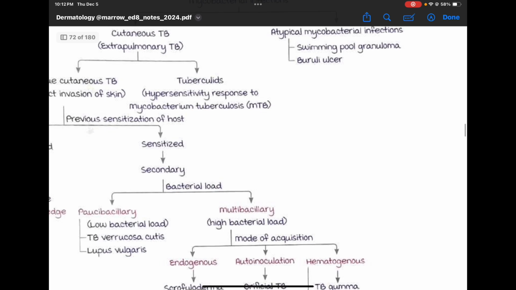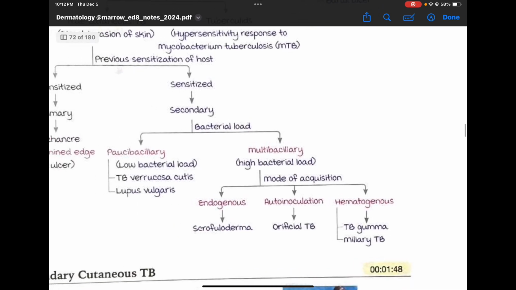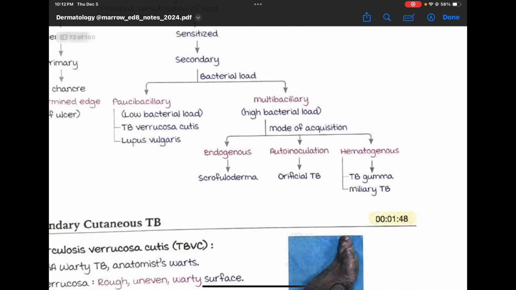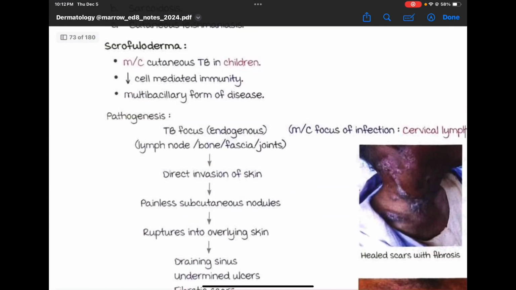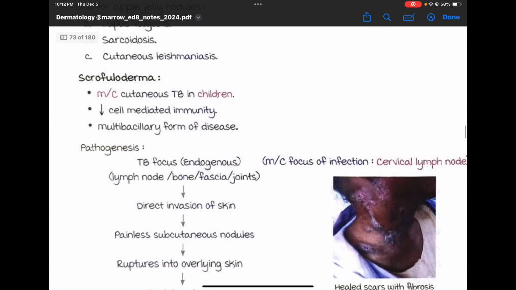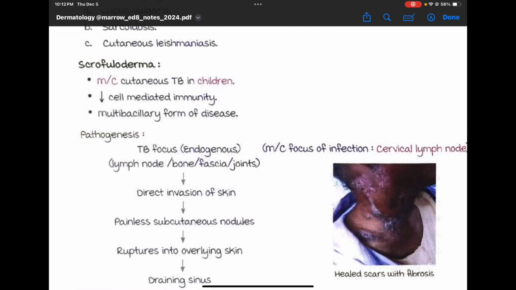Again, we'll go to our table. So here, TB infection of the skin in a previously sensitized patient is called secondary skin TB, depending on bacterial load. Low bacterial load causes TB verrucosa cutis or lupus vulgaris, which is most common. Or if there is high bacterial load, then depending on the mode of acquisition, if it's an endogenous infection, then it causes scrofuloderma, which is the most common in children. Decreased cell-mediated immunity, multibacillary form of disease.